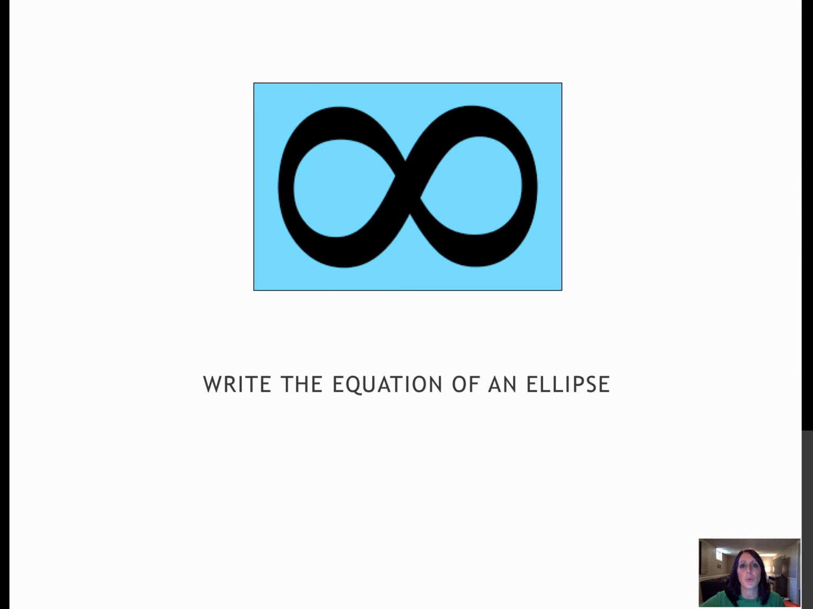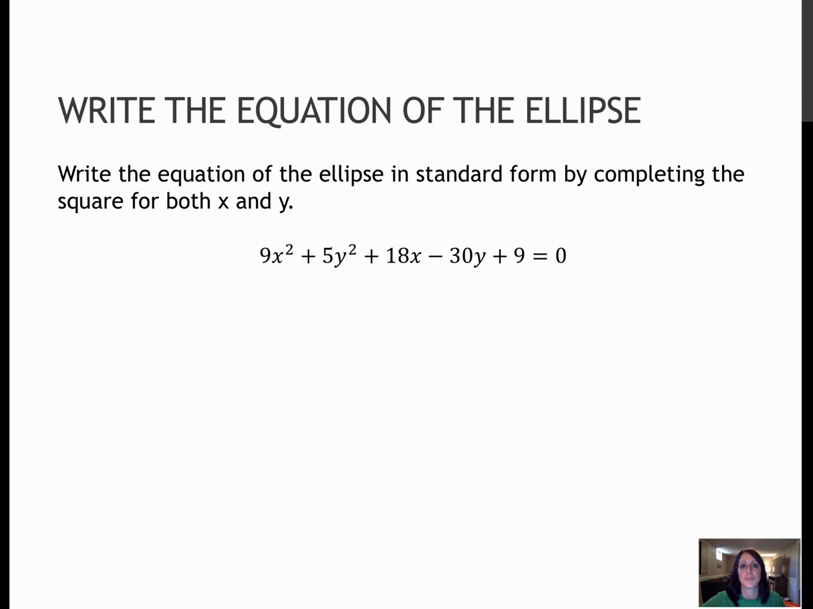In this video, we will explore how to write the equation of an ellipse, either given the equation in a different form or given different information about the ellipse. So in this one, first we're going to start with this equation, which is not in the form that we want it. So we need to obviously complete the square because we want it to be in the same form that we've been dealing with.